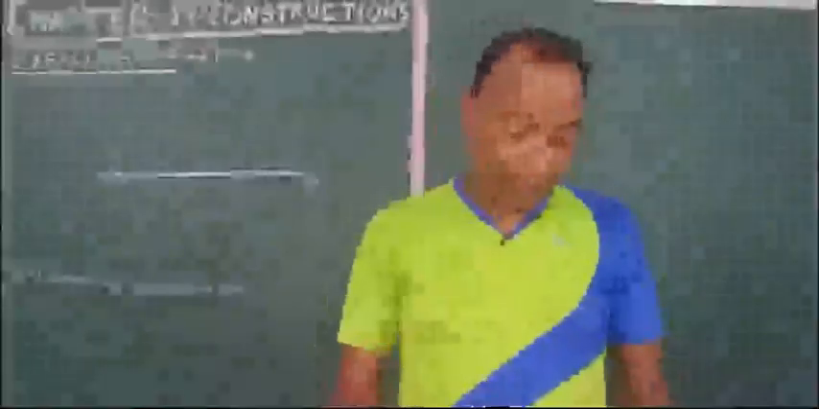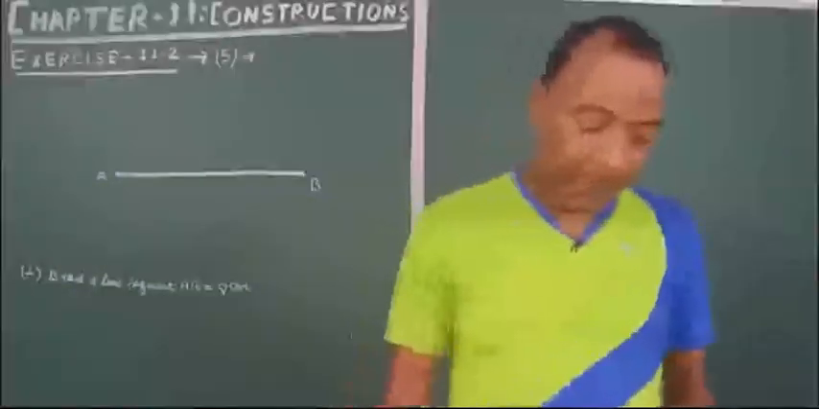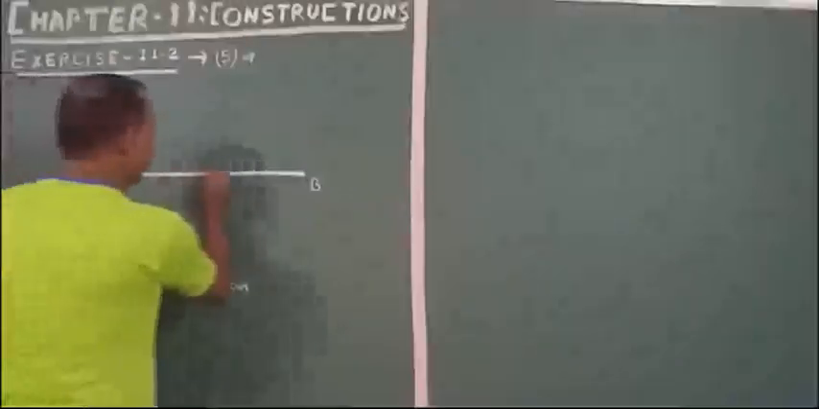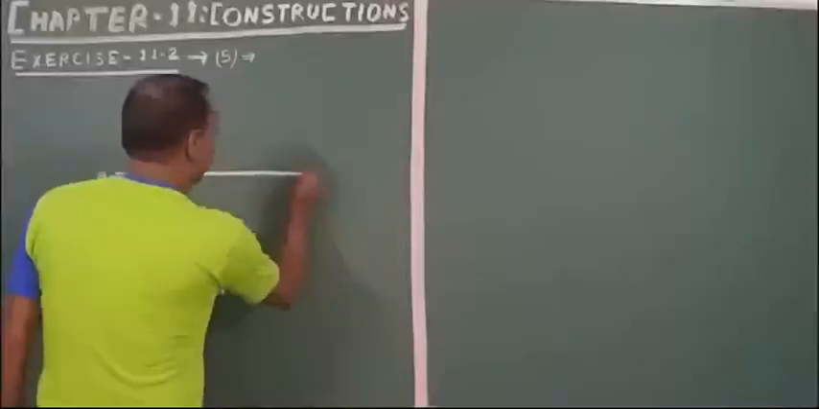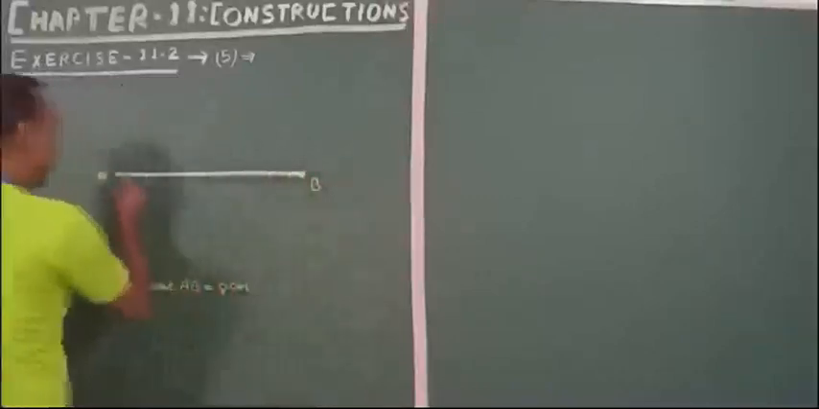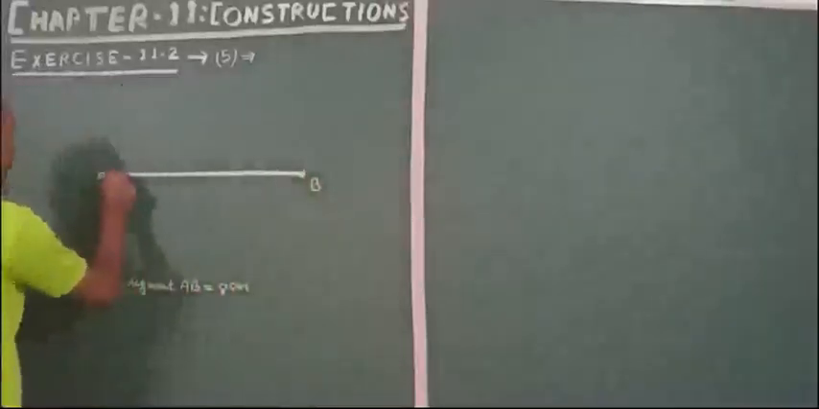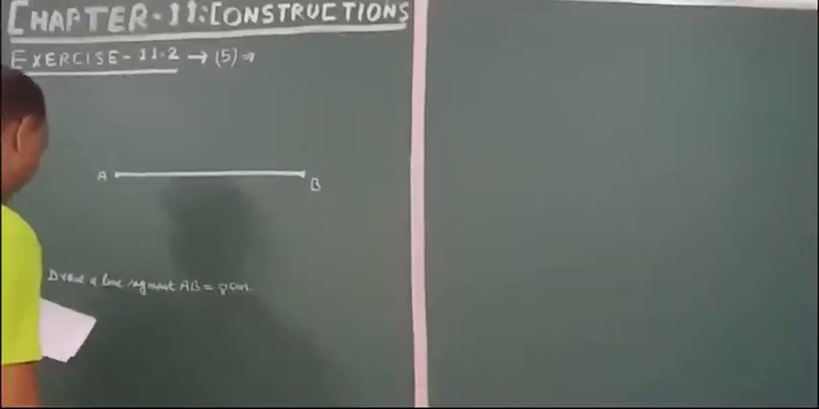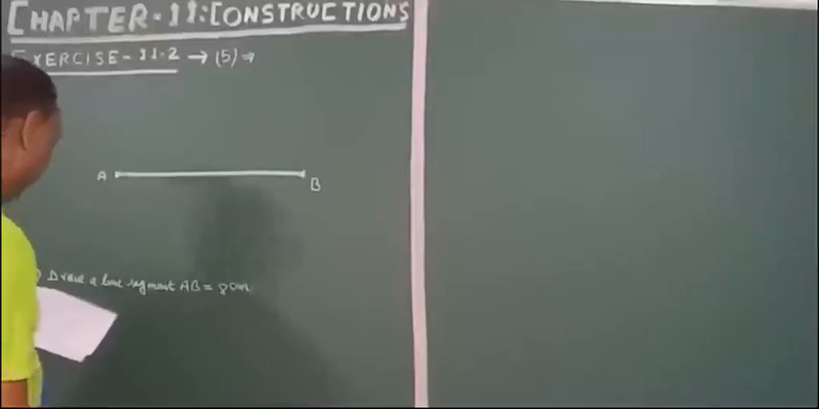Today I am starting with question number 5 of exercise 11.2, and this is the question: draw a line segment AB of length 8 centimeter. This is line segment AB of length 8 centimeter. Taking A as a center, draw a circle of radius 4 centimeter and taking B as a center, draw another circle of radius 3 centimeter.